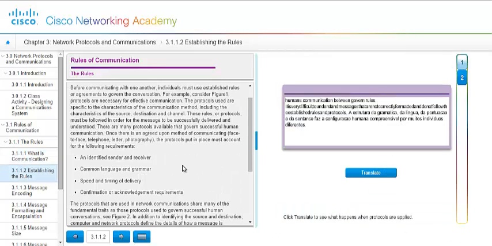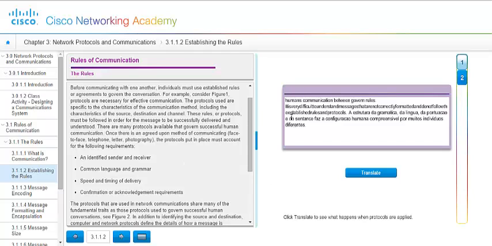When we communicate with other people, there are several parts of our communication that we typically follow, or the rules. There's an identified sender and a receiver. If you're the one speaking, you are the sender. The person listening is the receiver. There's a common language and grammar, and the speed and timing of delivery is important. Then confirmation or acknowledgement is also required. You want to know that the person heard you.